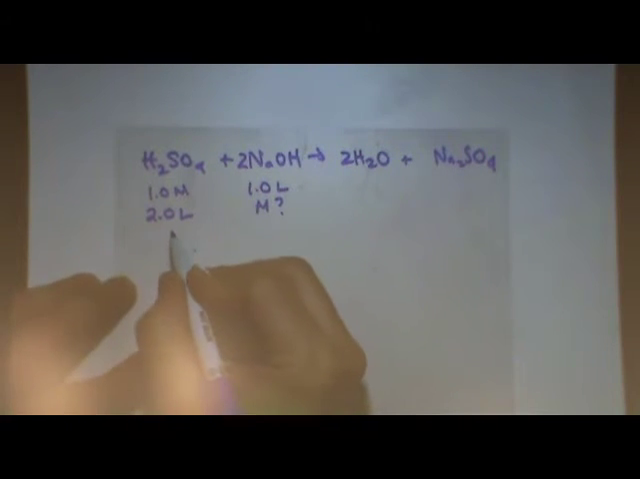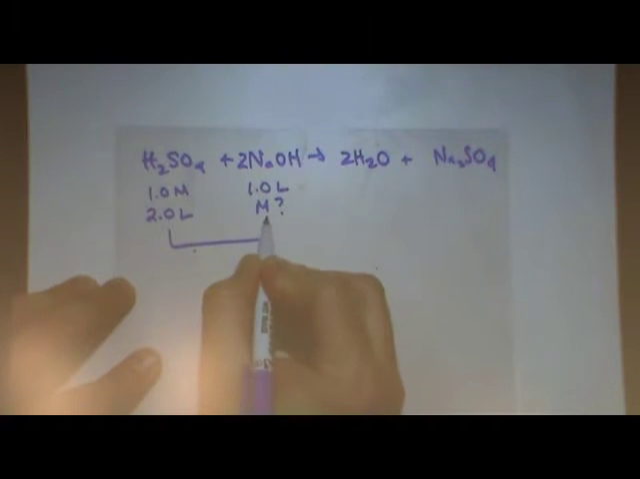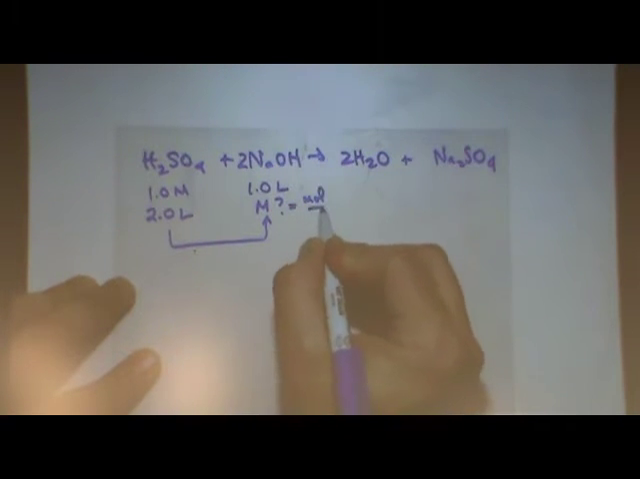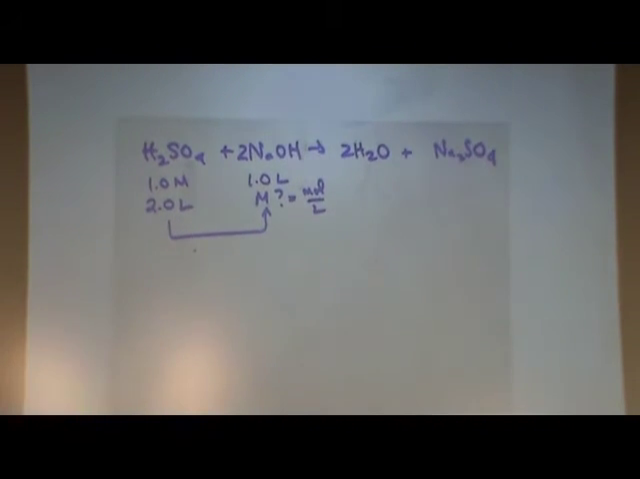So you're going to do your 3 steps. You're going to start here, change to moles. You're going to do a molar ratio to go here, and then you're going to solve for what we want. In this case, we want molarity, which is moles per liter. So let's try that down below.